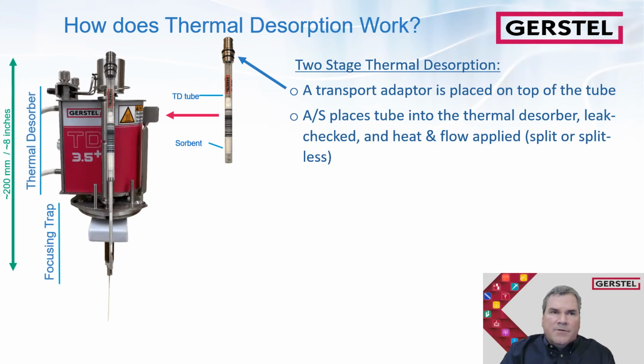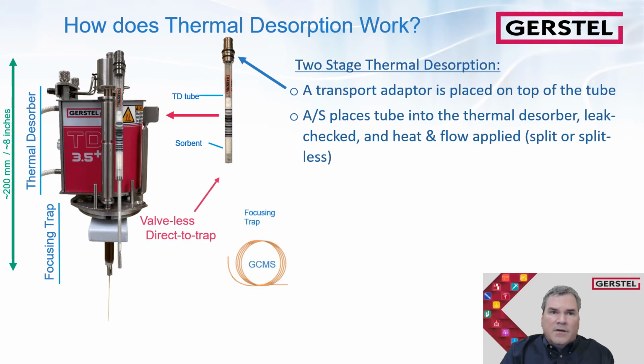This is an example of a tube that has been loaded into a GERSTEL TD 3.5 plus thermal desorber. If you could see inside the TD, that's what you'd see inside, the tube sitting on top of the focusing trap. So that's all done valveless.